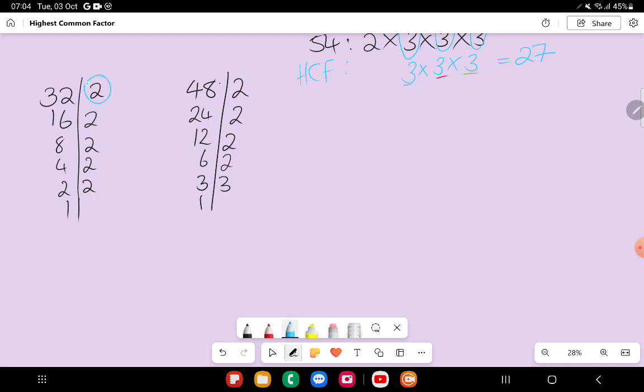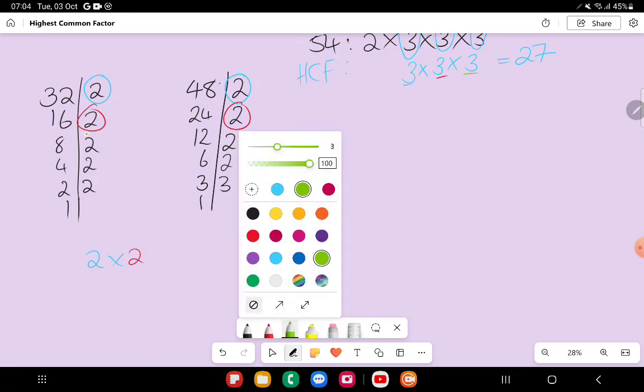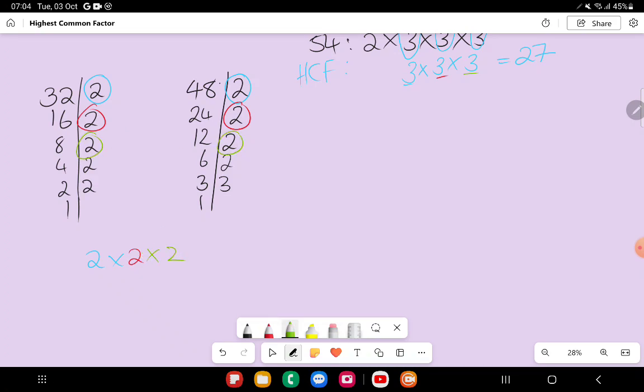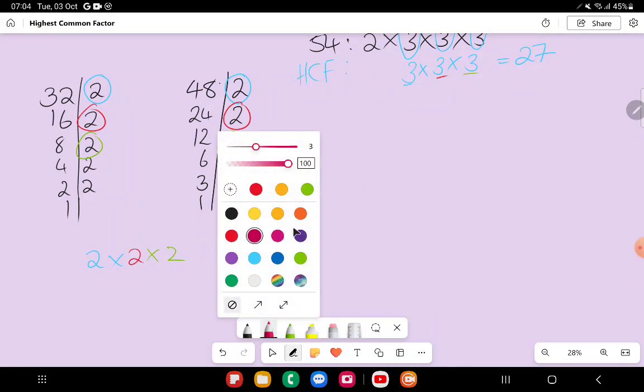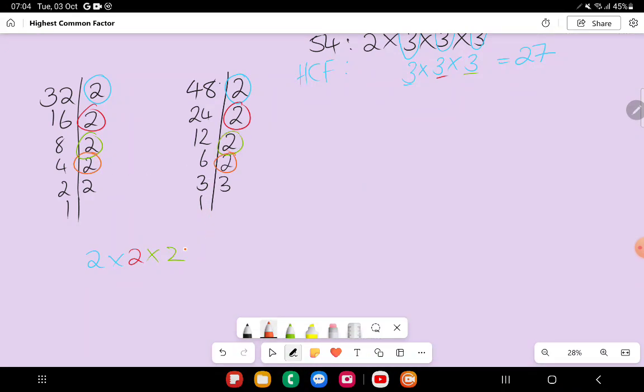So what do they have in common? 2 times 2 times 2 times 2. Notice the 3 and the 2 are not the same, so I don't take that into account. 2 times 2 is 4, 4 times 2 is 8, 8 times 2 is 16. So my highest common factor is 16. So notice the colors that I use. If they are the same, I give them one color and I change all my colors.